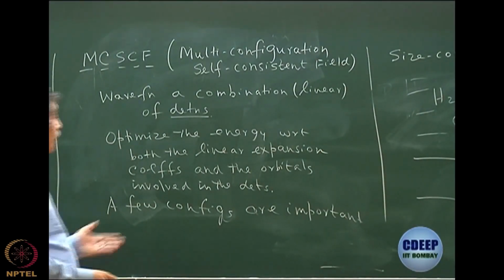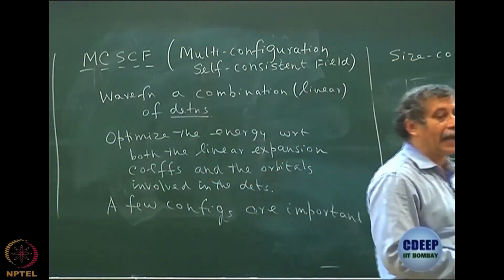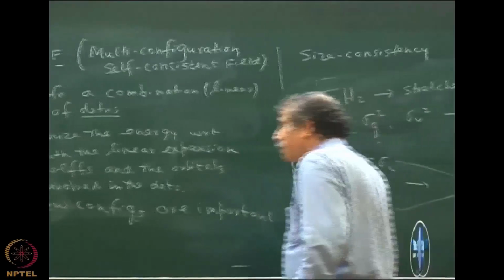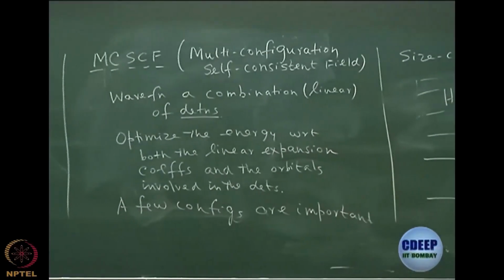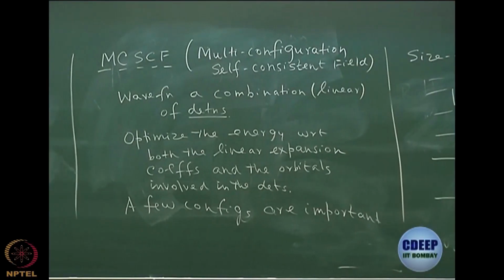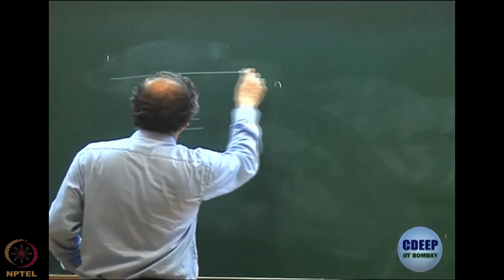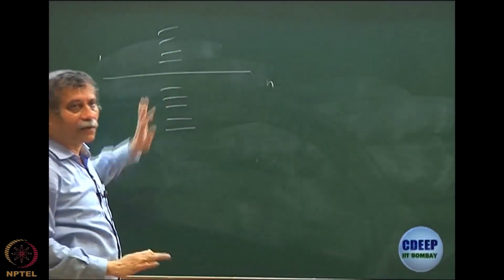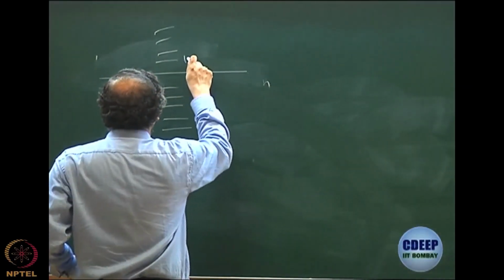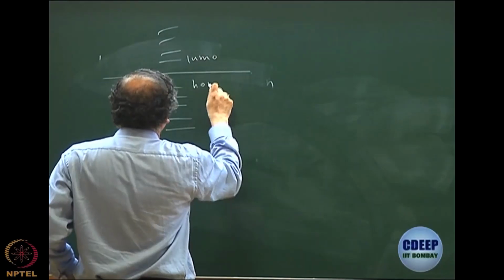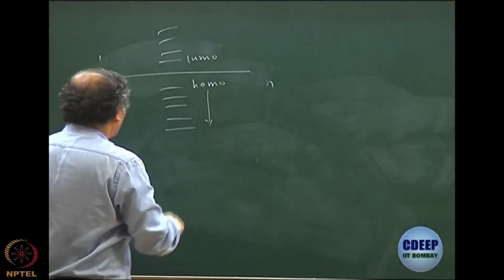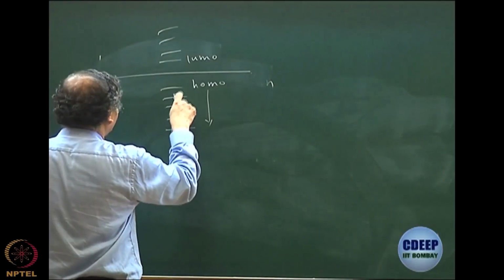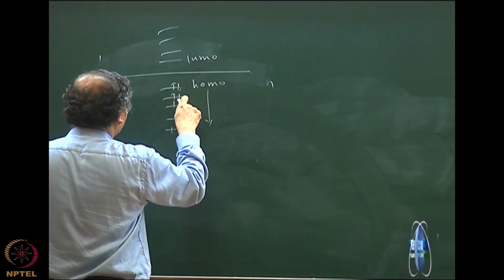Many times these configurations are chosen by looking at active orbitals, and I will tell you what an active orbital is. So, let us take a problem of more than 2 electrons, where it will be relevant. Let us say that these are my occupied orbitals and this is the line, these are my virtual orbitals. This is not an orbital, it is just a line separating the occupied and virtual orbitals. This is my LUMO, this is the HOMO, and of course, I have many other orbitals here. So, let us say I have a 10 electron system.